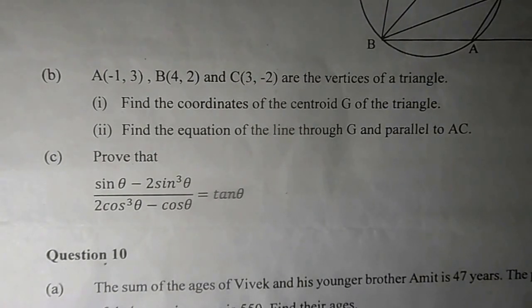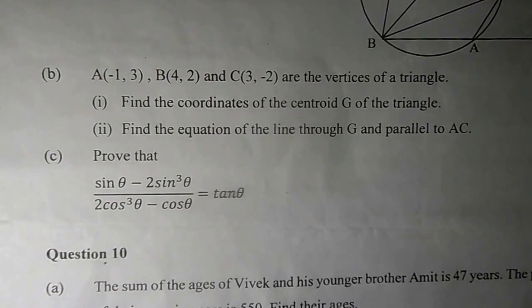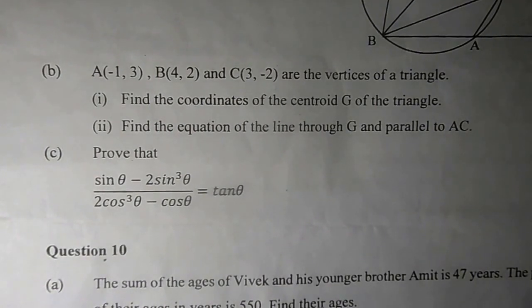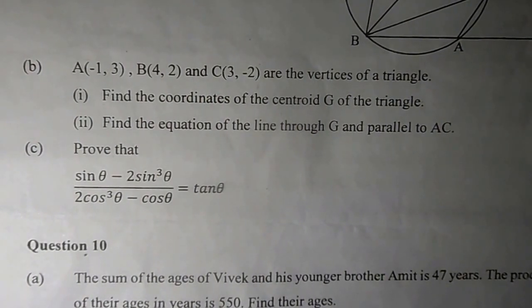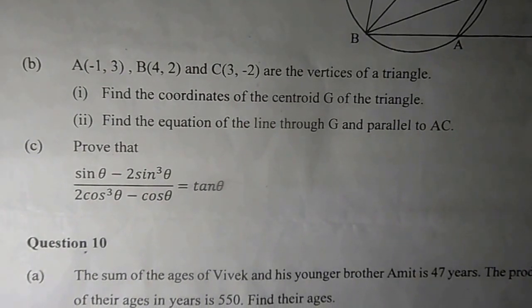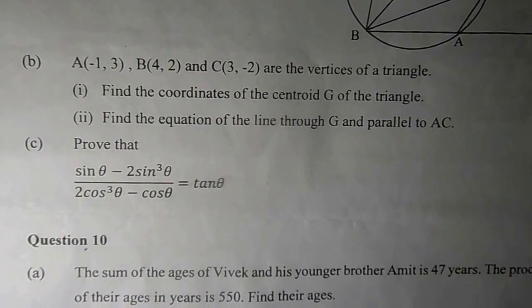Question number B. A(-1, 3), B(4, 2) and C(3, -2) are the vertices of a triangle. Now number 1, find the coordinates of the centroid G of the triangle. That's easy. Number 2, find the equation of a line through G and parallel to AC. That is also easy. So let's start.